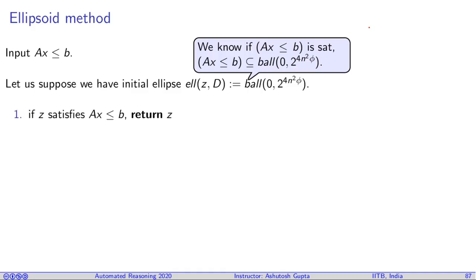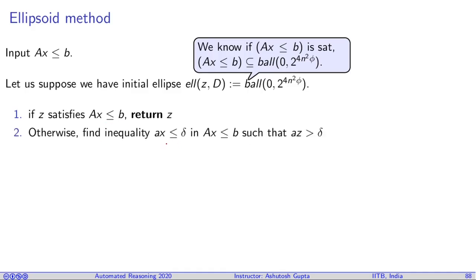Now what we do is see if the center of my ball satisfies Ax less than or equal to b. If that is the case, we are done. We have a satisfying assignment. If that is not the case, then there will be some linear inequality ax less than or equal to delta, which is violated by my center. Let's suppose ax less than or equal to delta is that inequality. So now I'm going to cut my ball and find a smaller ball that contains Ax less than or equal to b.